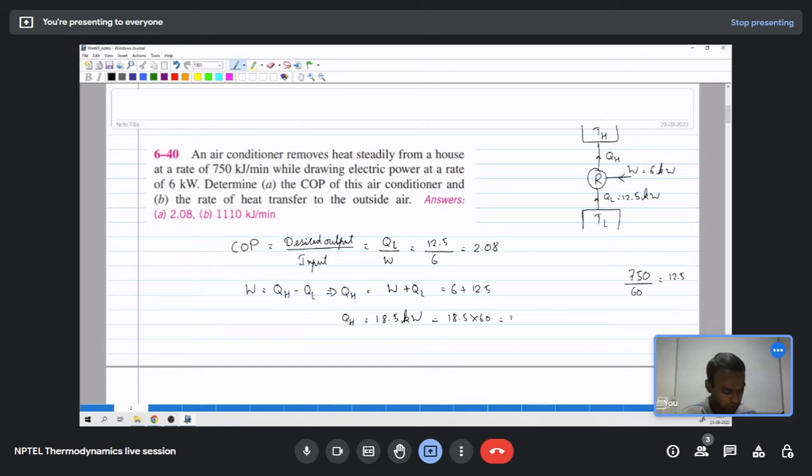So that will be 1110 kilojoule per minute. Kilowatt is kilojoule per second. So for every second we had 18.5 kilojoules. Then for every minute we will have 18.5 into 60 kilojoules.